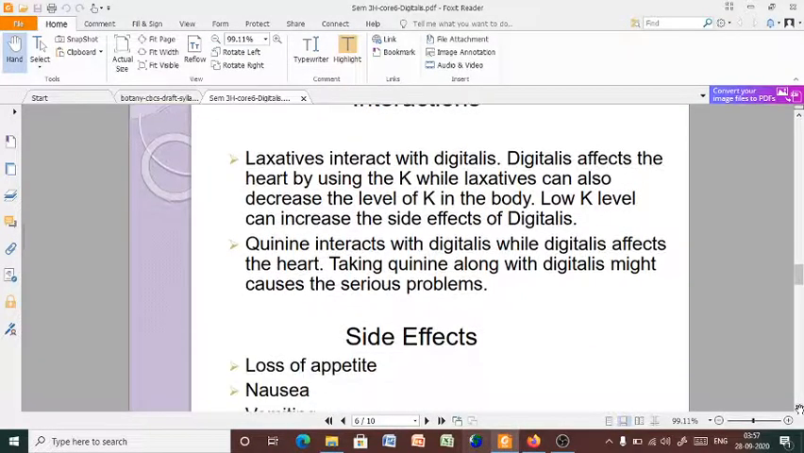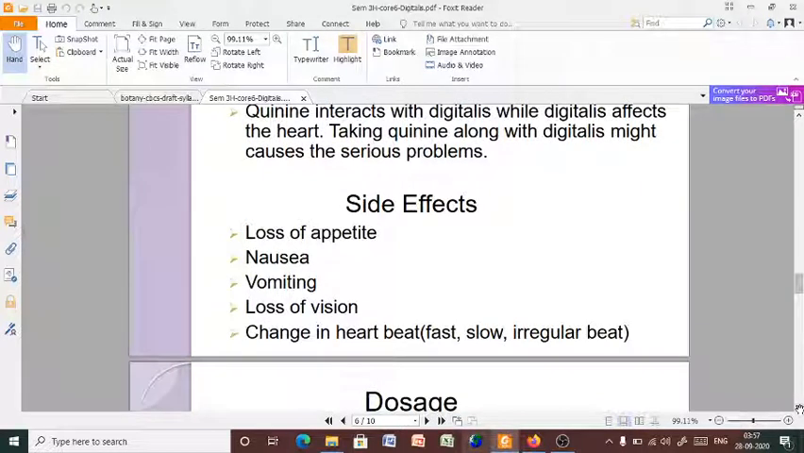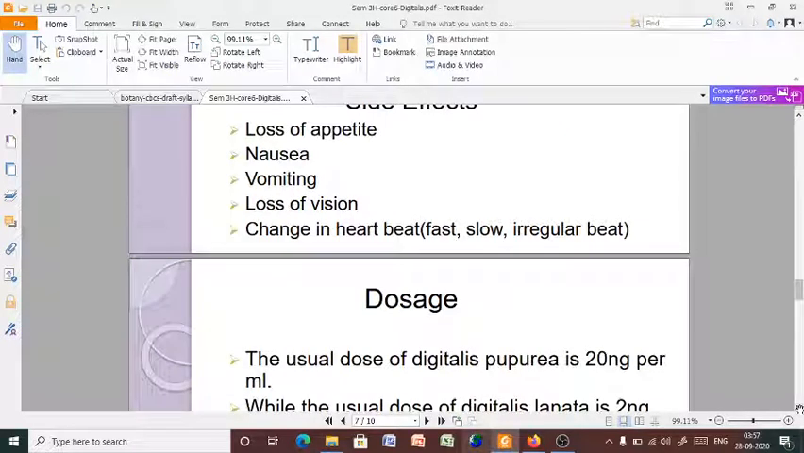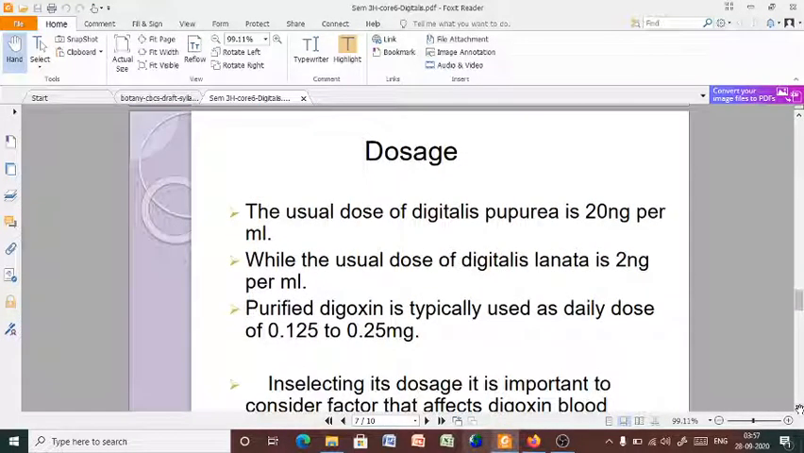consequences. Other side effects include loss of appetite, nausea, vomiting, loss of vision, change of heartbeat, either tachycardia or bradycardia or irregular one, etc. The dosage for Digitalis purpurea is 20 nanogram per milliliter, and if we want to use it purified, digoxin is typically used as a daily dose of 0.125 to 0.25 milligram.